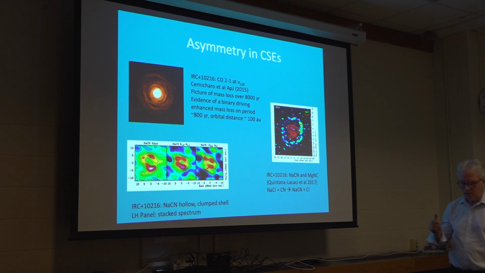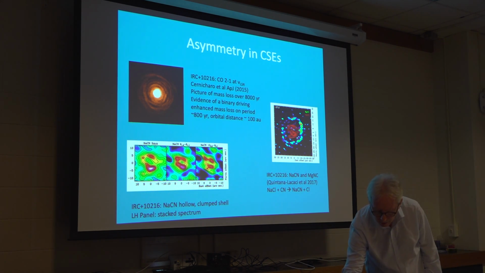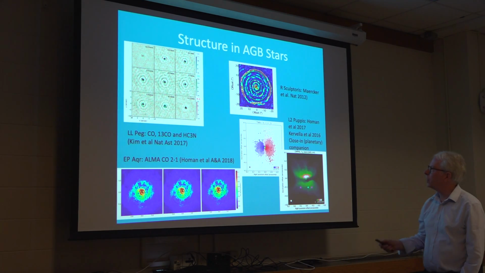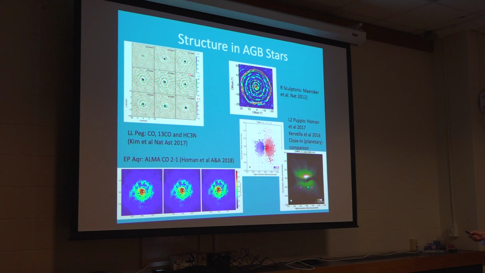So these objects certainly aren't spherical and certainly aren't symmetric. And there have been lots of observations in recent years showing this. These are observations of carbon-rich AGB stars: 12CO, 13CO, and this is HC3N. So again, you see these kind of spiral structures, very beautiful structures coming out. But there's also evidence for disks in some objects.